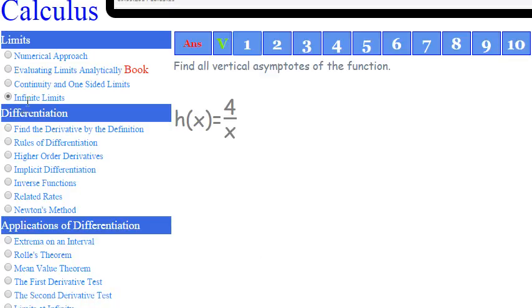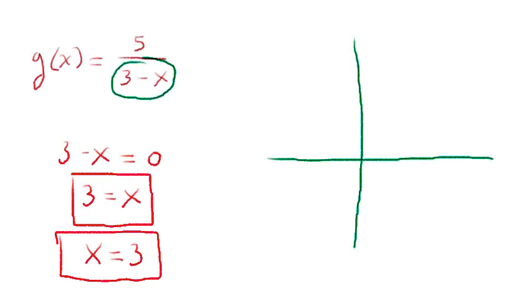Alright, we are down here at infinite limits, in this section. We're looking at this function, h of x is equal to 4 over x. We want to find all vertical asymptotes of the function. And we can do that.